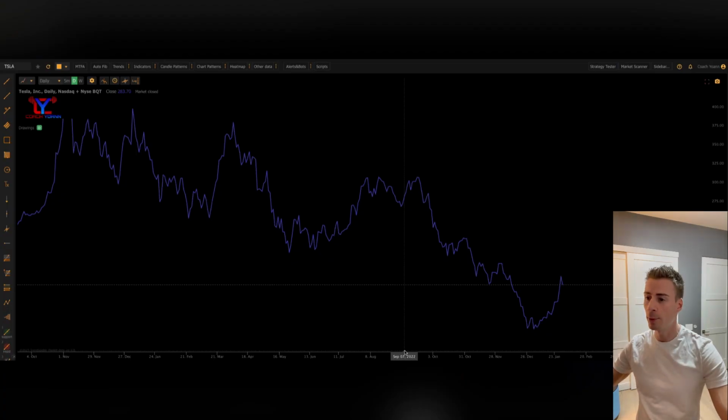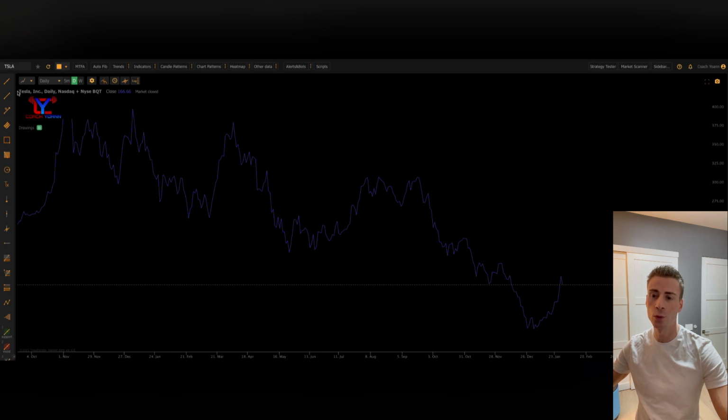Okay, so guys, you should be able to see my screen now. This is the chart of Tesla on a daily. So let's go through the time frame first. What are time frames basically? Well, there is a ton of time frames, as you can tell over here.